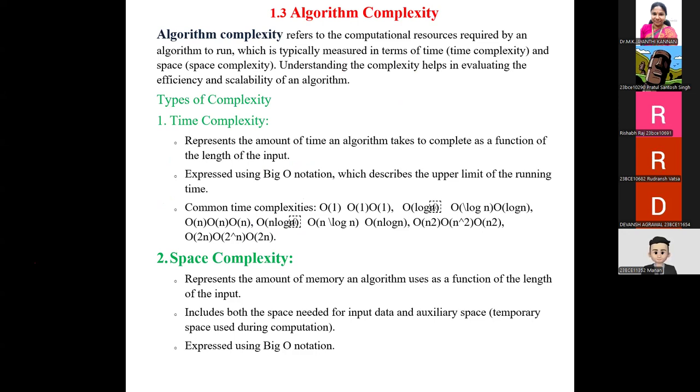The same way, while writing any program, we have to check whether the solution we created for the given problem is a simple problem or a complicated or complex one, in terms of time complexity, space complexity and efficiency aspects. So what does algorithmic complexity mean? It refers to the computational resources required by an algorithm to run, which is typically measured in terms of time. So how much time does the program take if you are using that particular algorithm to solve the problem? That is called time complexity and space complexity. Understanding the complexity helps in evaluating the efficiency and scalability of the algorithm.